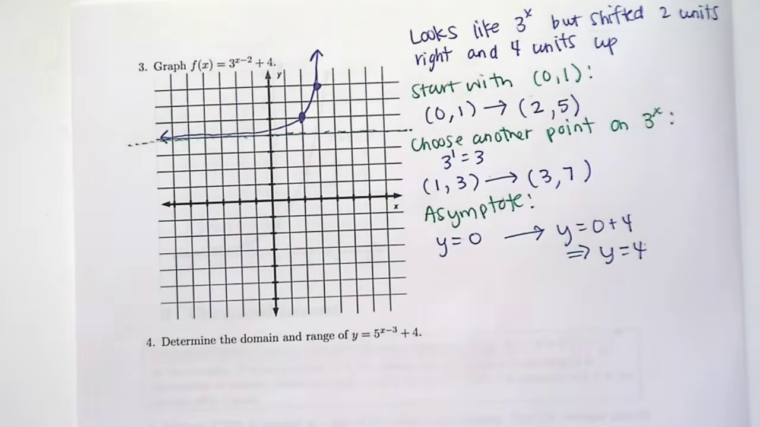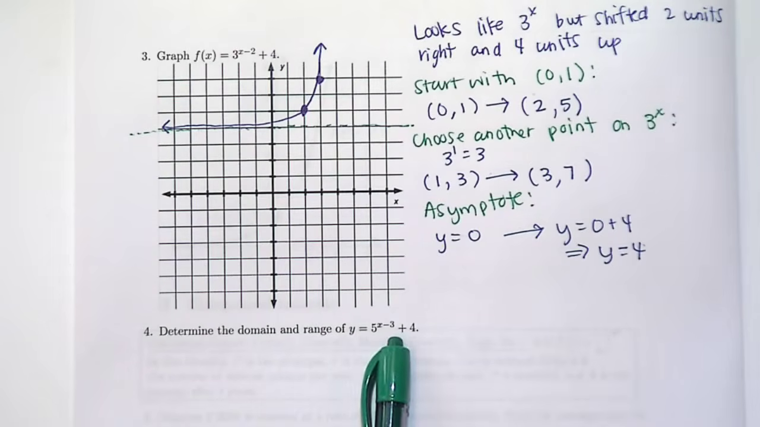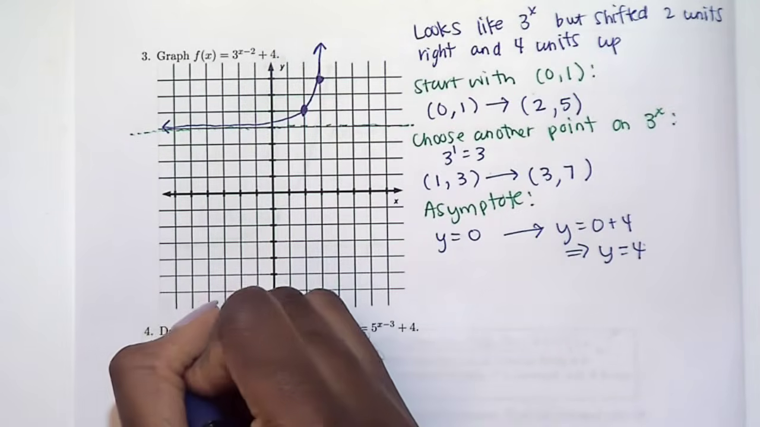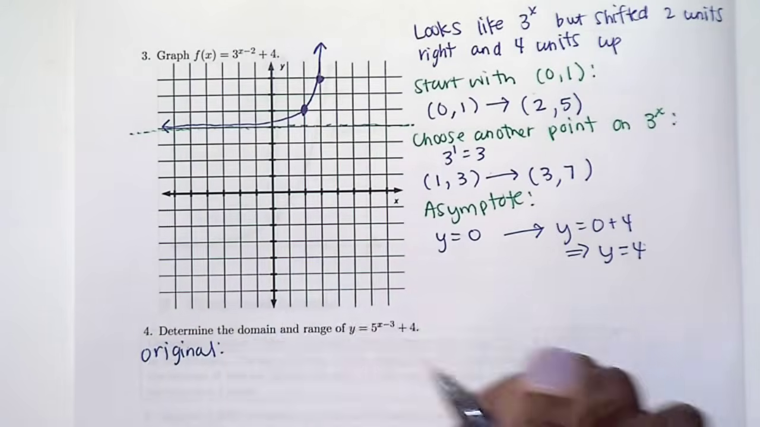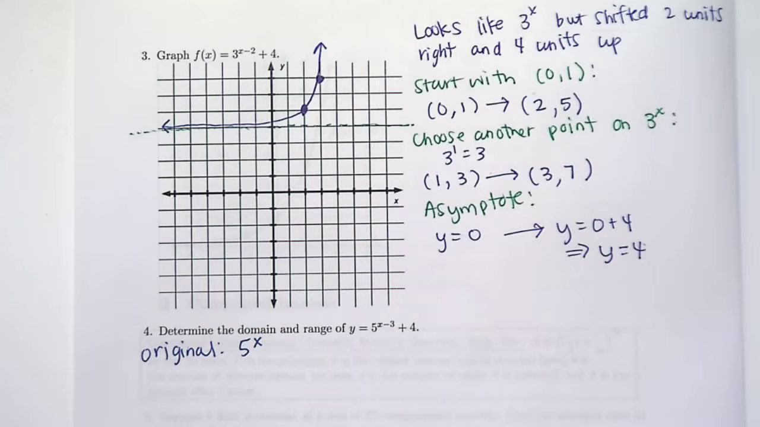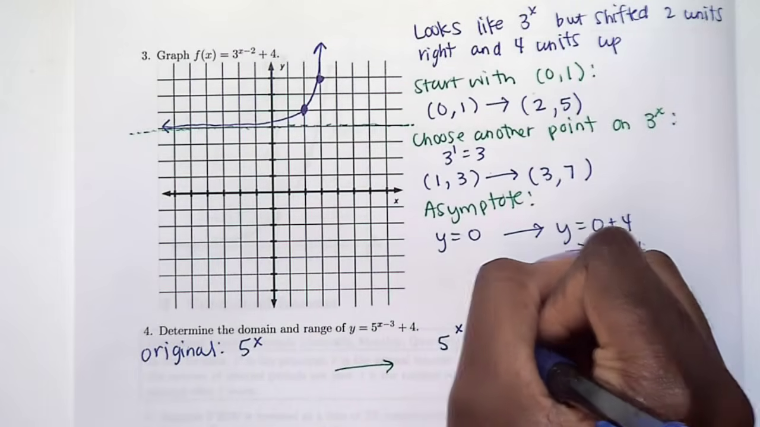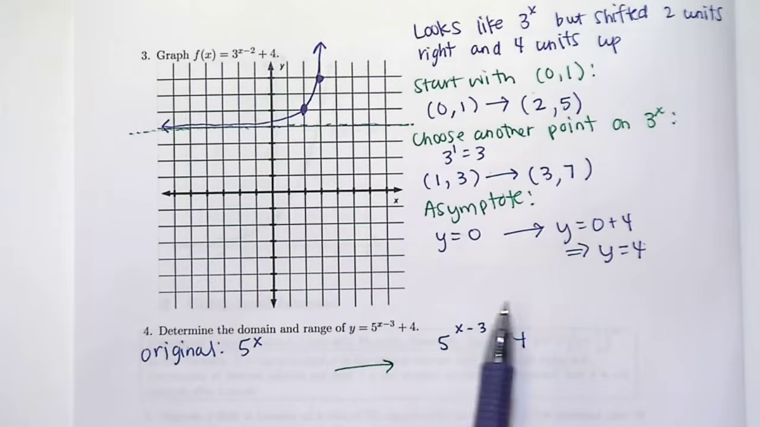Now let's go to the problem we're trying to work, where we have to determine the domain and range of this one, 5 to the x minus 3 plus 4. Can we figure out the base function? It was 5 to the x. So the original function would have been 5 to the x, but then it's been transformed to 5 to the x minus 3 plus 4. What does that mean? Shift it to the right 3 units, shift it up 4 units.